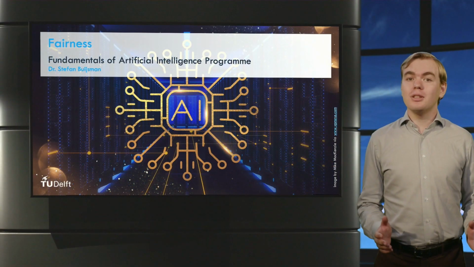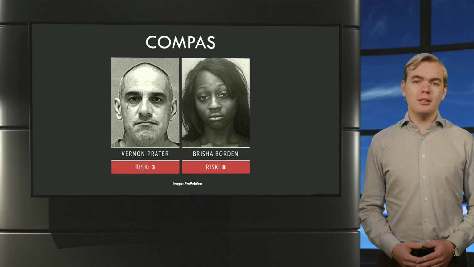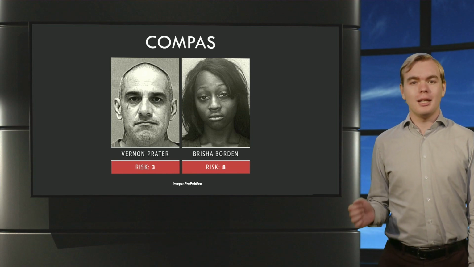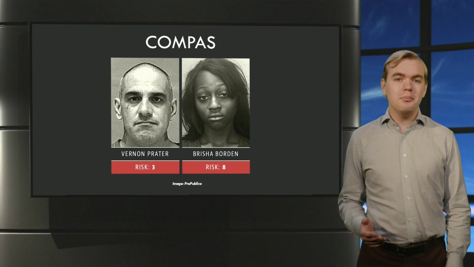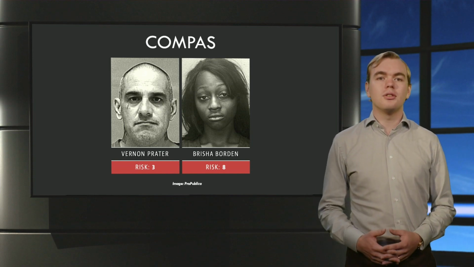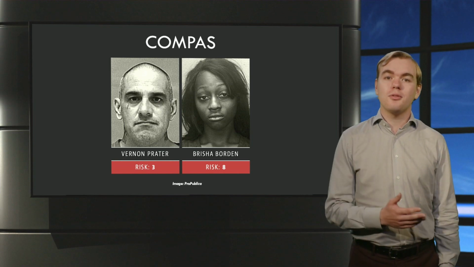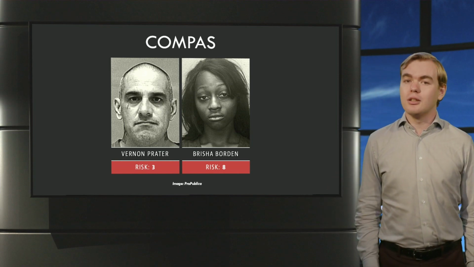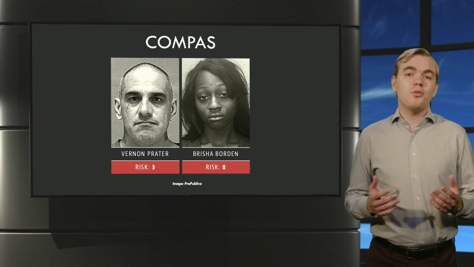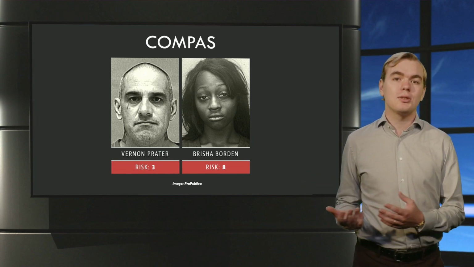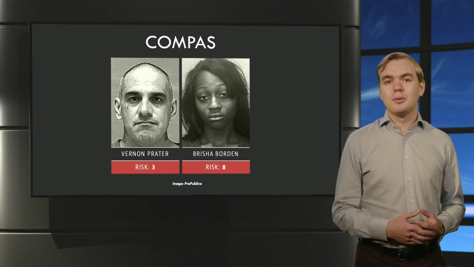If you stood trial in the United States after 2013, then there's a decent chance that part of the decision was informed by an algorithm. At that time, and for several years after, judges could consult COMPAS, an algorithm that predicts whether a defendant is likely to reoffend in the future.